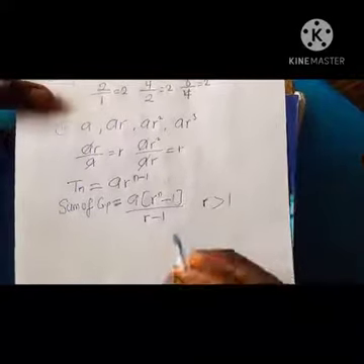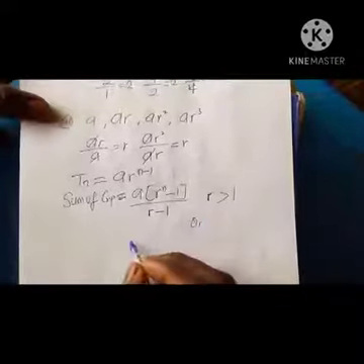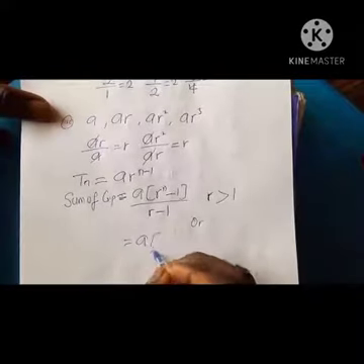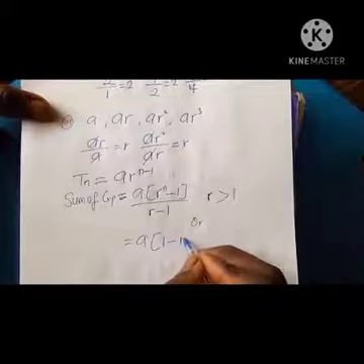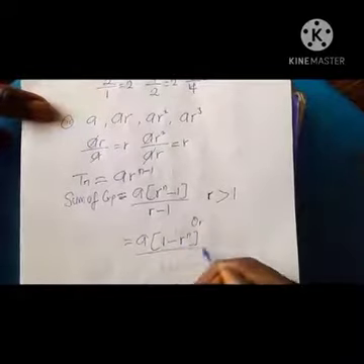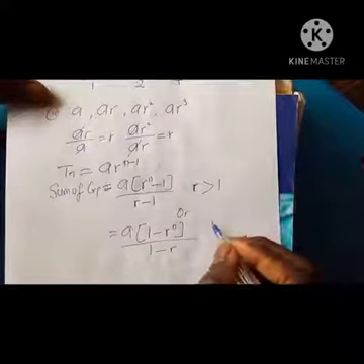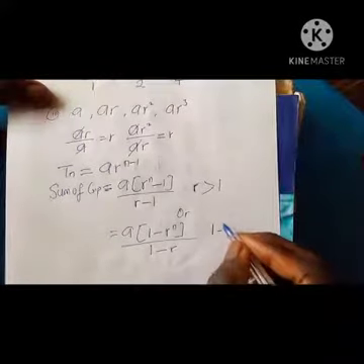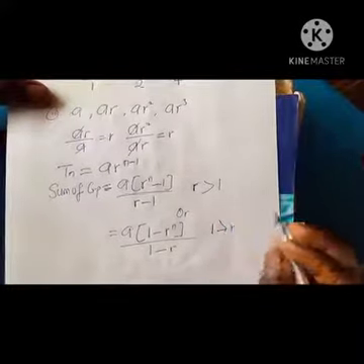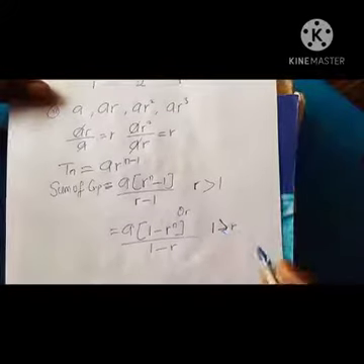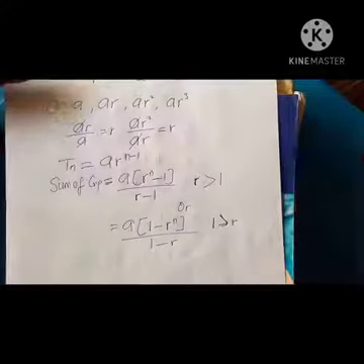And this one can be used when our ratio is greater than 1, if r is greater than 1. So we have another one, or we can have a into bracket of 1 minus r^n, then divided by 1 minus r. So this one can be used when 1 is greater than r.